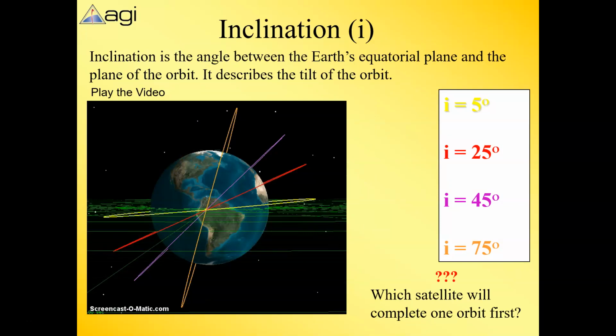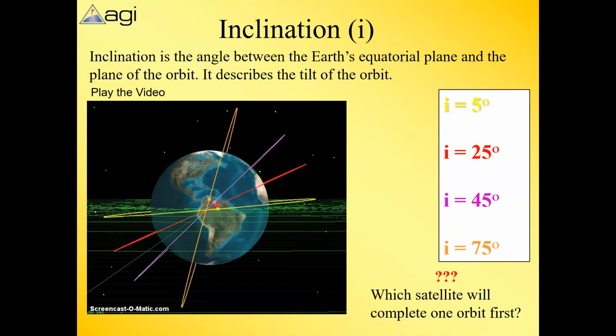So here's the definition. This is a really good slide about the definition of inclination. On the right hand side, you see some different numbers. Inclination is denoted by simply the letter I. Inclination is really just the angle between the equatorial plane, and you see the grid here, and the plane of the orbit, as measured from the equatorial plane. For example, the yellow orbit has an inclination of 5, and the most extreme, if I could call it that, is the orange orbit with an inclination of 75 degrees.